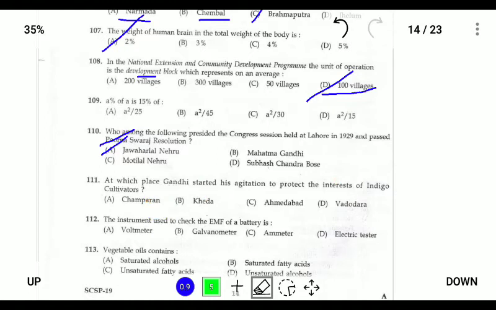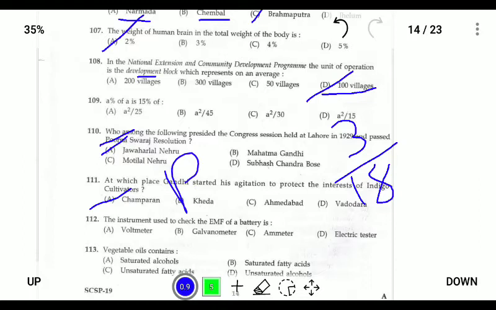Next, 111. At which place did Gandhiji start the agitation to protect the interests of the indigo cultivators? So at Champaran, Gandhiji started this agitation to protest for the indigo cultivators, against the Tinkathia system, or 3 by 20, and he was called to Champaran by a native of Champaran known as Rajkumar Shukla. So Champaran is the correct answer.